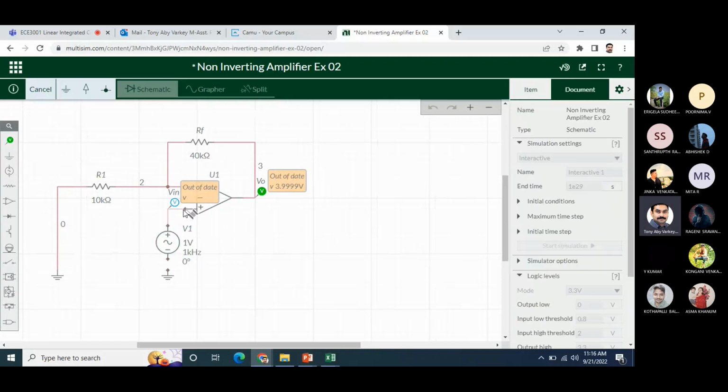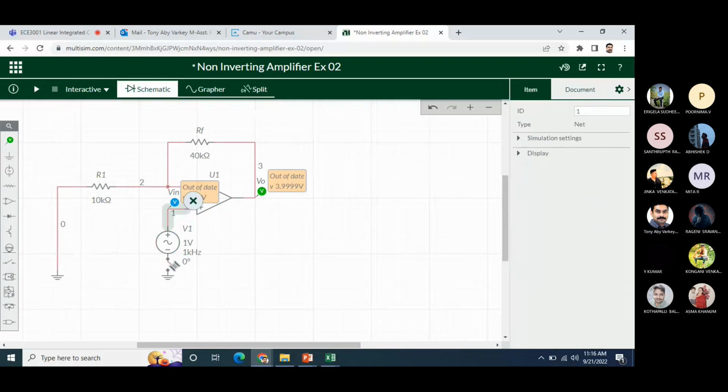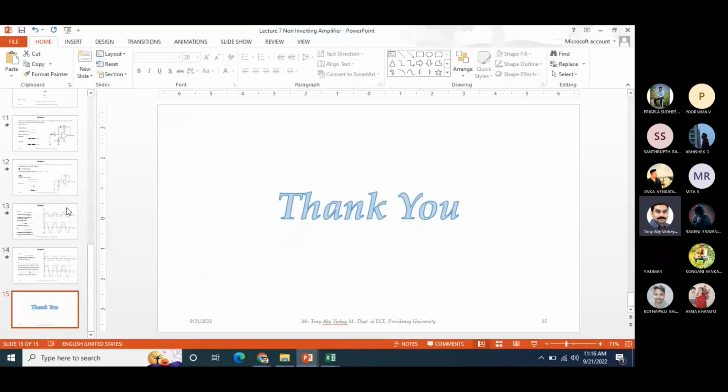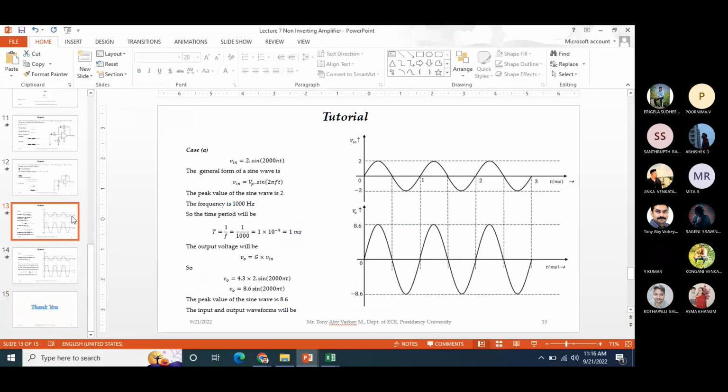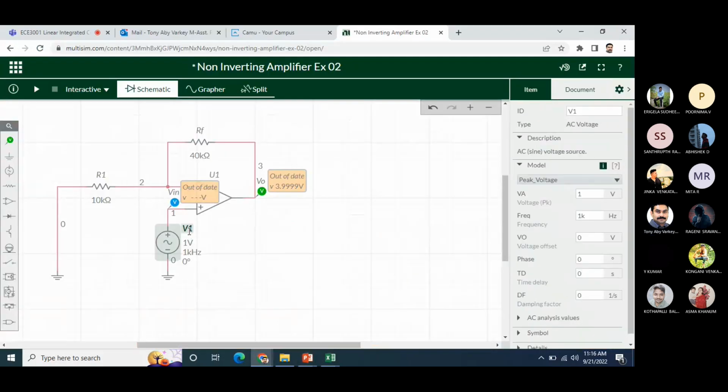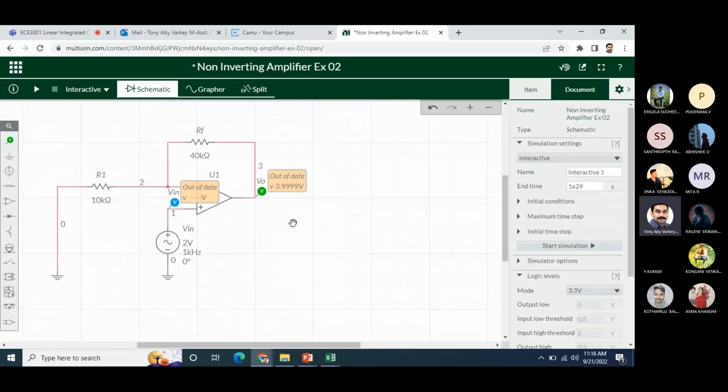Now let me connect it here. So the first input that we are giving is 2 sine. Let me change the name to Vin. Now let me change the voltage. So 2 volt peak I'm giving. So let us see what is the output voltage that is produced.